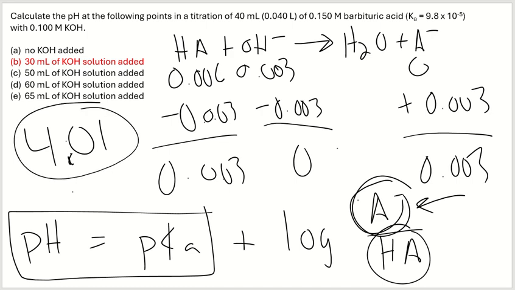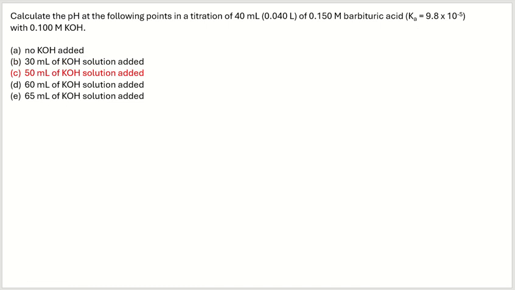So that is how we solve before we get to the equivalence point. If you know you're at the halfway point to the equivalence point, you can just take pH equals pKa. If you're not at the halfway point, we have to actually do the math a little bit more, and we'll see that in the next example when we add 50 milliliters.